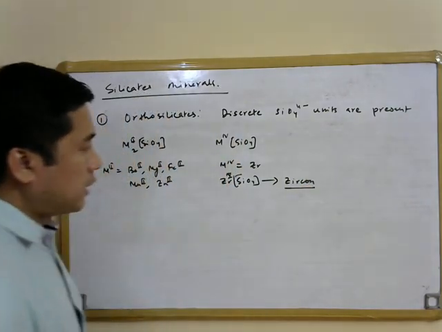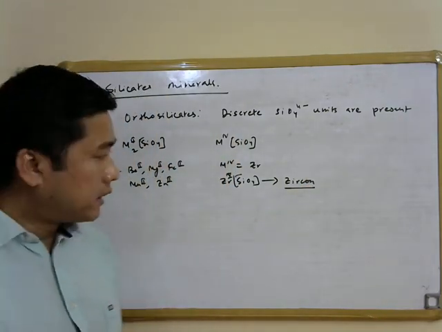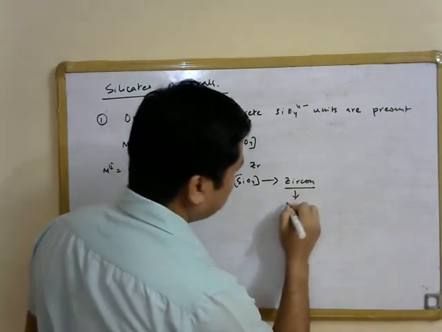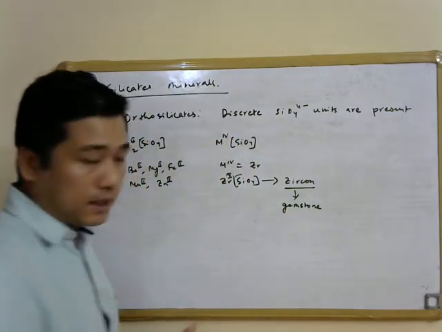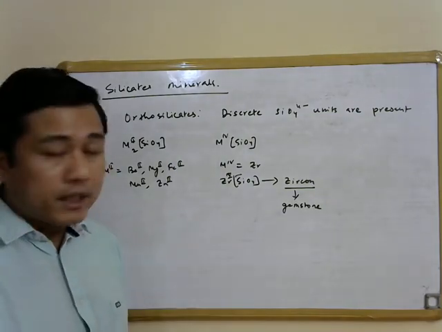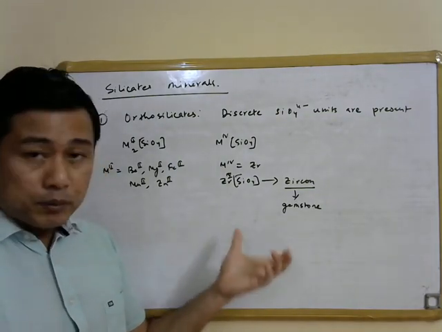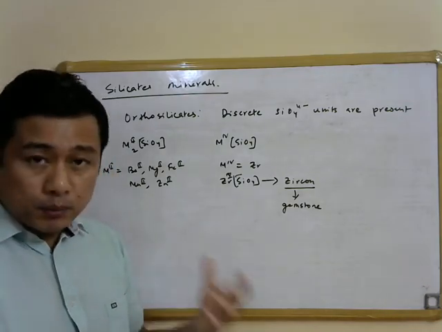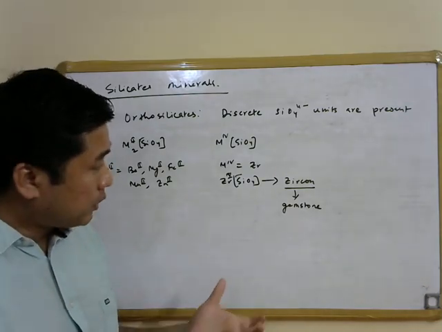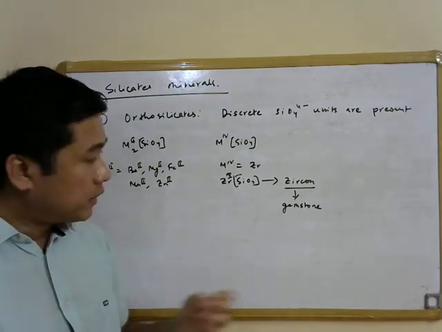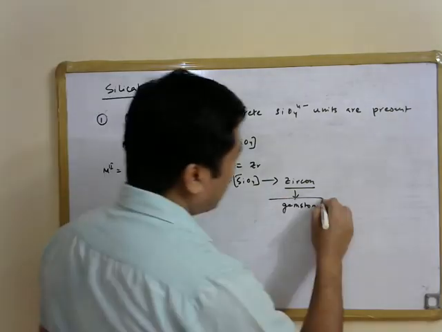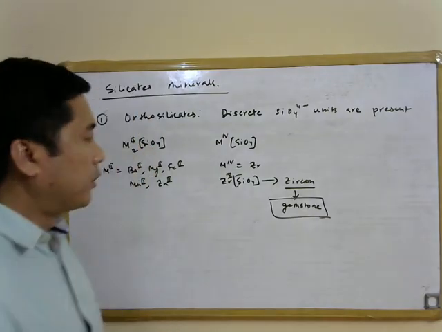and it is used as a gemstone because it looks like a diamond, and that is why it is used as a gemstone. But it is quite cheaper as compared to real diamond, and that is why it is essentially a cheap gemstone as compared to diamond.